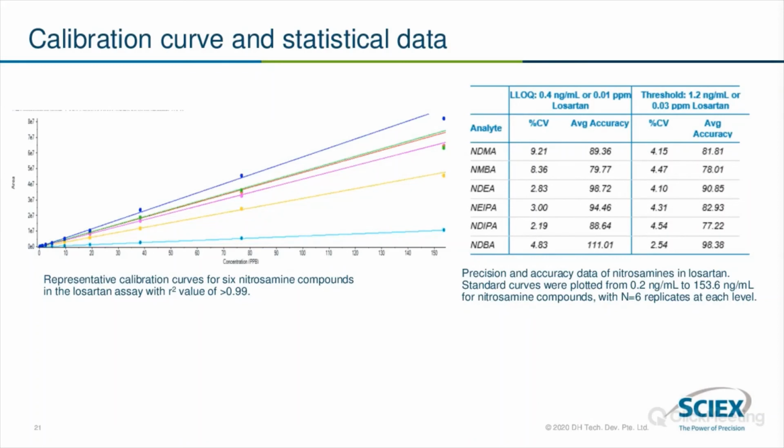And this is a calibration curve where you are seeing very nice statistical data at the LOD level and also at the specification level. All is well within the range. Even the accuracy, as you are seeing, is all within 75 to 110%. So it's all well within the range.